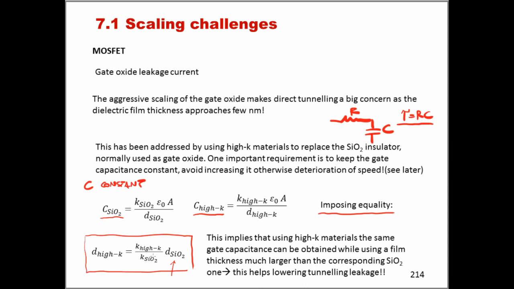So this immediately tells us that by following this route of changing the insulating material for a high-K one, we end up with effectively a film thickness D that is much larger now than the original one. And this can be a very good cure to the problem of the increased leakage current through the insulating layer that was originally made of silicon dioxide. So using a high-K material instead of silicon dioxide has helped a lot in solving the problem of the gate oxide leakage current.